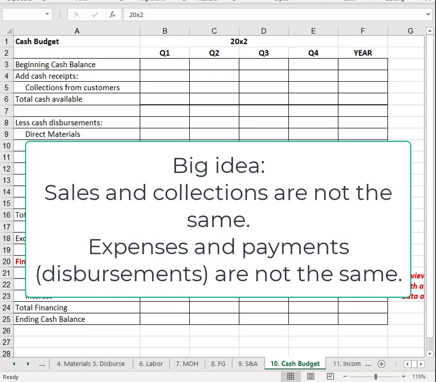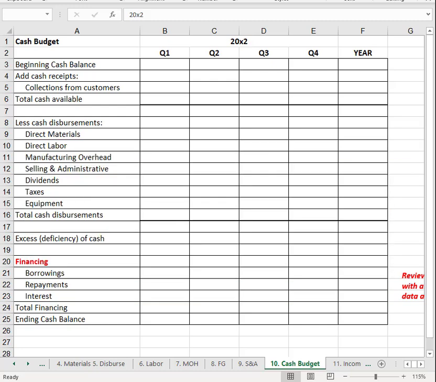We had purchases, some of which were paid. Those payments are cash out, cash disbursements. So the cash in and the cash out creates the cash budget. And then we can see at the end of each quarter, do we have enough cash? And if not, do we need to borrow? And if we have borrowed and now we have excess cash, can we repay?